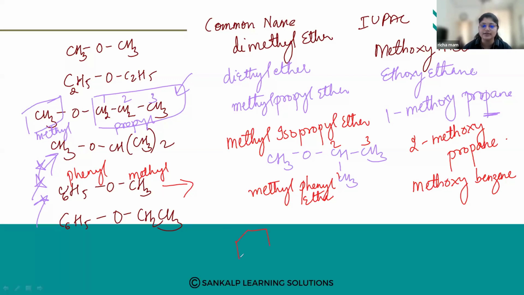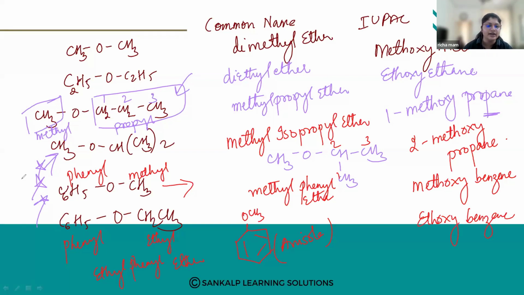So it is represented like this: benzene ring and OCH3. So the compound is commonly called anisole. Okay, let's go for the next one. Here you have one ethyl group and you have phenyl group. So which comes first? Your ethyl group comes first. So it is ethyl phenyl ether. Okay, then the IUPAC name? Ethoxybenzene. Okay, so like this, you have to name the compounds.